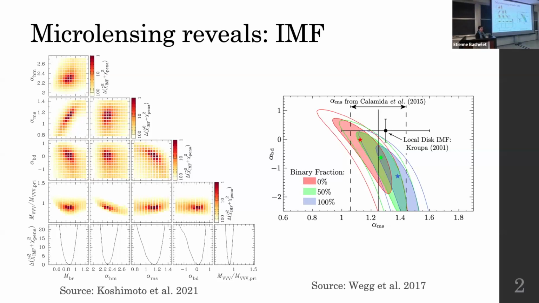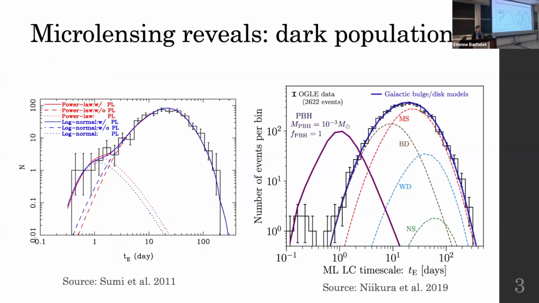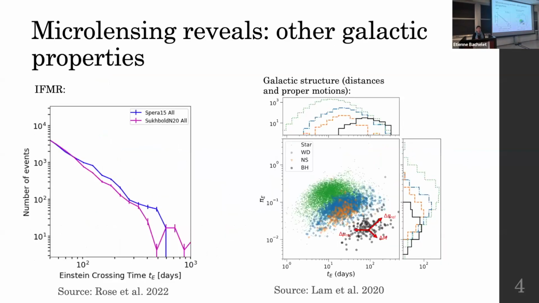Beyond the exoplanet microlensing that we've heard about for most of the conference, microlensing has the power to probe lots of other things about the galaxy. Once we've been able to observe a population of stars with microlensing, we're able to start probing stuff such as the initial mass function in the galaxy. We can also look at dark populations. We've heard a lot about free-floating planets today, or black holes, and potentially primordial black holes with microlensing. It could also reveal other galactic properties, such as the initial final mass relation, the relation from stars to compact objects, and other galactic structure things, such as distances and proper motions.